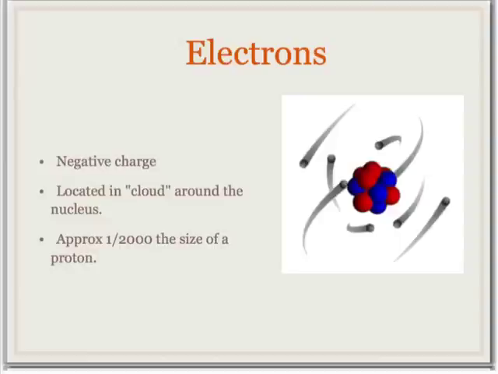And again, they're approximately 1/2000th the size of a proton. Again, that number was 1 out of 1,836, the size of a proton. So much smaller and moving extremely fast. And again, we'll get into the energy levels as we move on here. We won't spend too much time in this podcast with that.